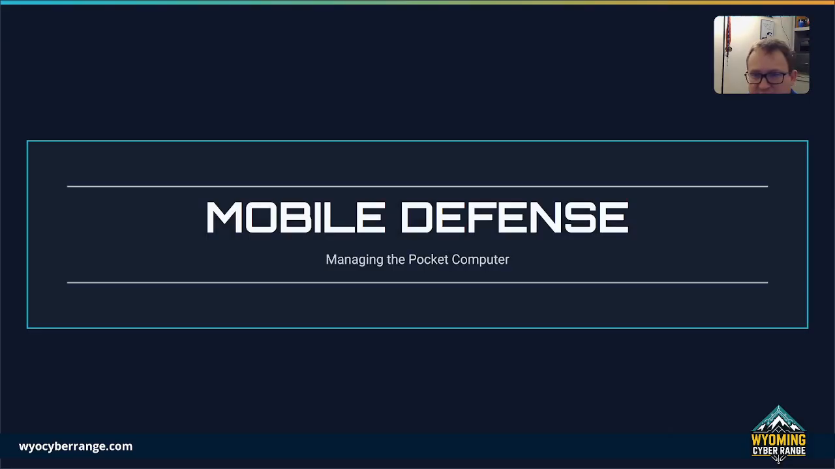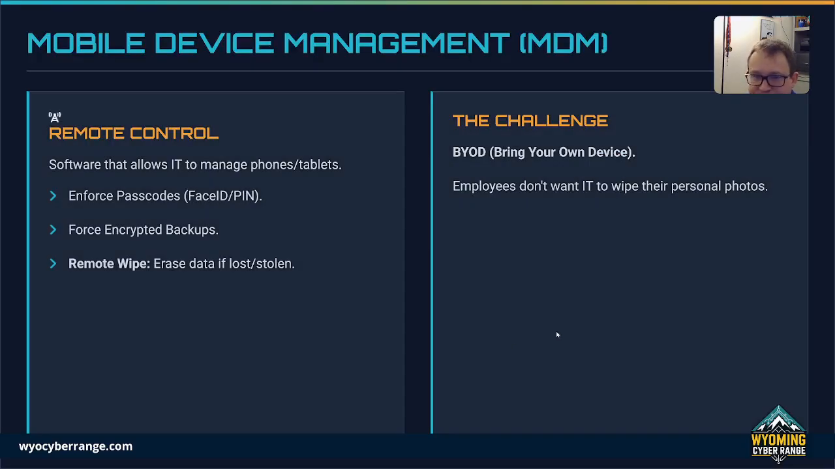So let's shift our gears a little bit and let's talk about the computers in our pockets. Let's talk about mobile defense. To secure phones, companies will use a thing called MDM, which is mobile device management. This software allows IT to enforce security policies, forcing passcodes, requiring encrypted backups, and even having the ability to remotely wipe the device if it gets lost.